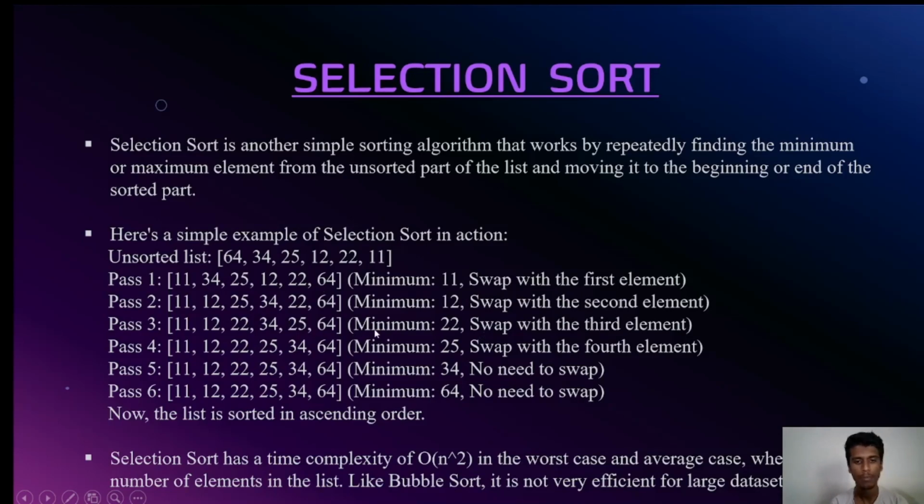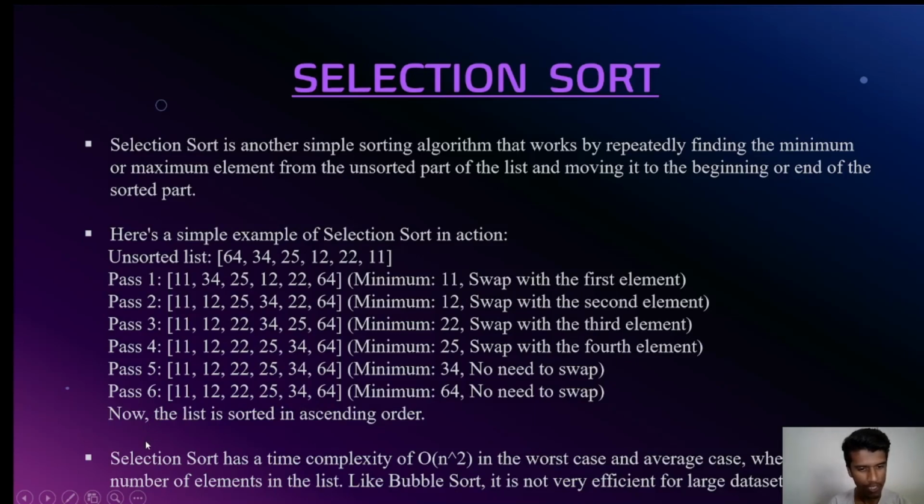Next we swap 22 into the third element place. Next the minimum is 25. We swap 25 to the fourth element place. Next we have 34 as the minimum element, and it's in the same place, so no need of swapping. And next is 64, it's in the last place and is the maximum number, so no need of swapping. At last we get the array 11, 12, 22, 25, 34 and 64.